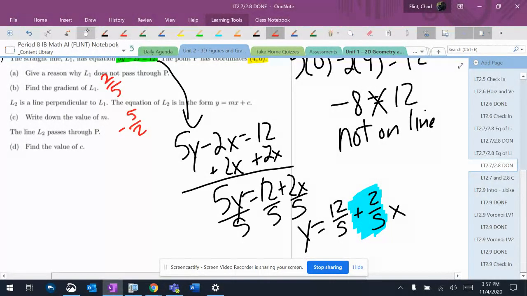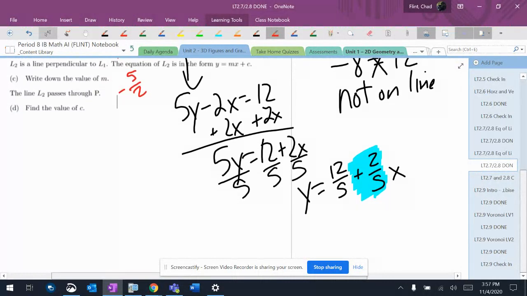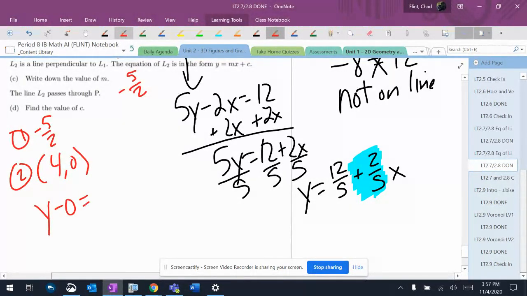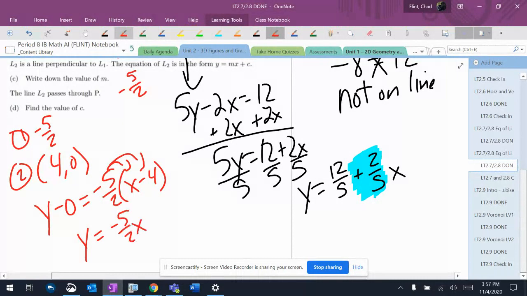So that means I need to know the equation. P is (4, 0). So again, I'm going to go over here. 1 is my gradient, negative 5 halves. 2 is my point, (4, 0). So it's y minus 0 equals negative 5 halves times (x minus 4). That's y equals, distribute that, negative 5 halves x, and then it's plus 10. Sorry, plus 10. So then it says find the value of c. It's plus 10. So that's the value of c right there.